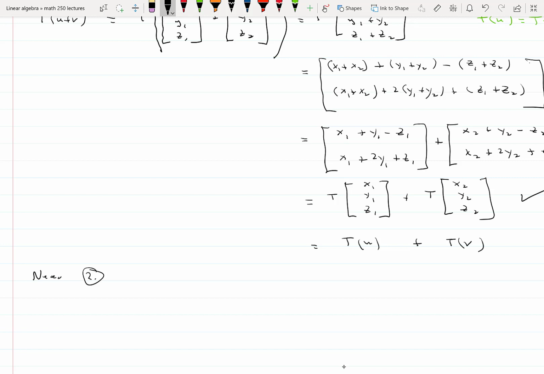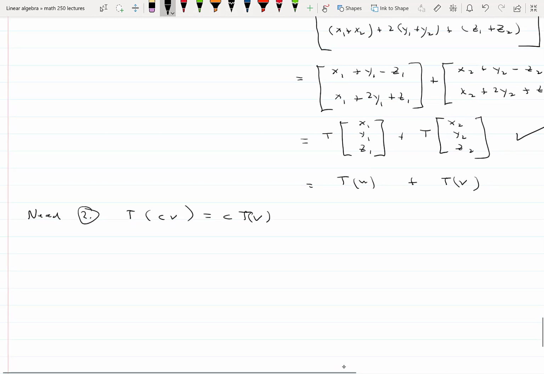We also need T of a constant times a vector to be the constant times T of the vector, T of v. You could write it like that, or with parentheses. It's either way. So let's see what the transformation does to c times something in the vector space, x, y, z.